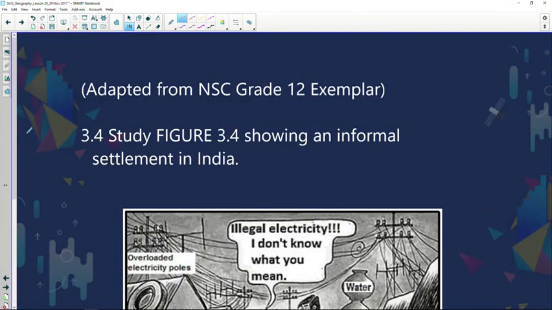Okay, question 3.4 focuses on an informal settlement in India. Now, we discussed informal settlements quite a few times. Now, please do not confuse it with the informal sector. The informal sector does not add to our GDP because they do not pay tax. The informal settlement is a settlement that lacks basic needs and services. Okay, and each and every country does have informal settlements.